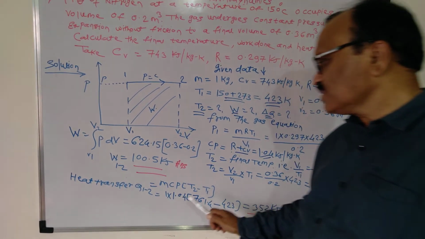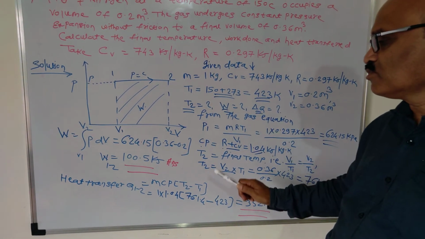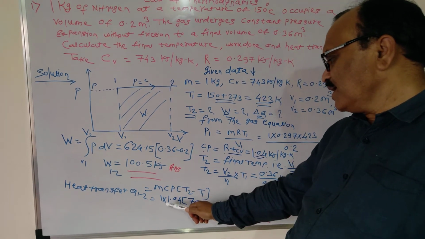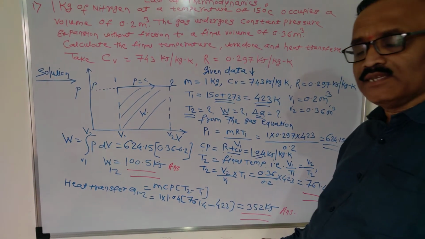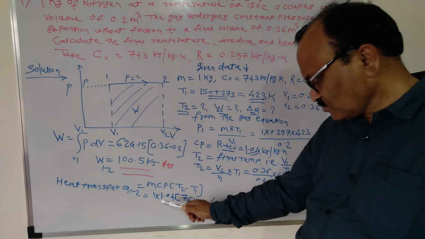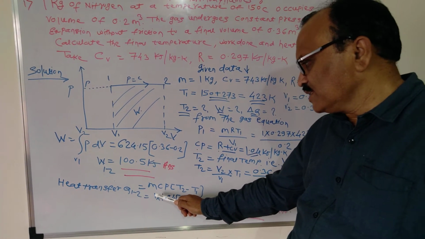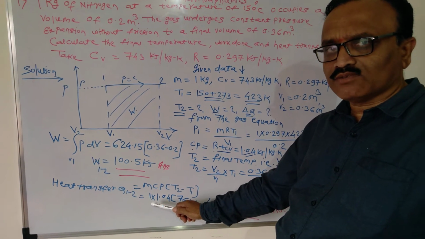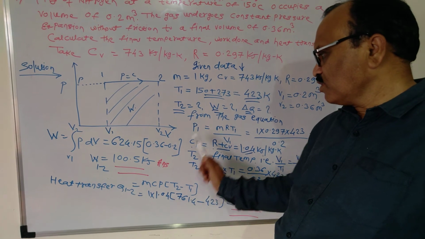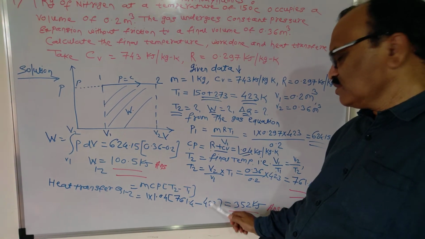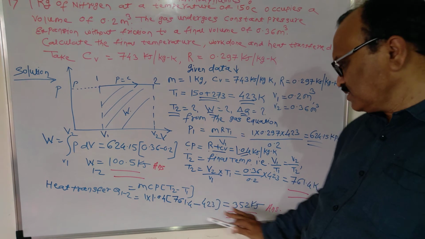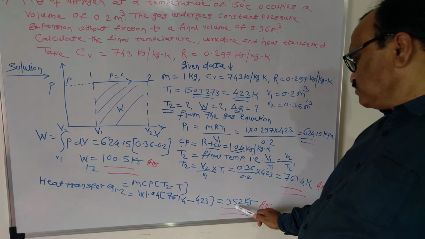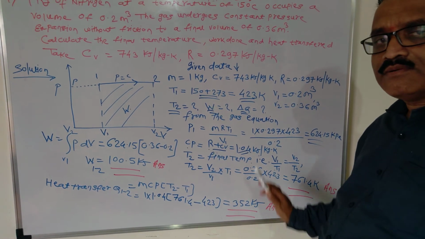Now coming to the last, heat transfer for the process, that is given by the formula Q12 equals m Cp (T2 minus T1). So the m value 1 is mentioned, mass of the gas 1 kilogram. Cp value we have calculated, and T2 and T1 are known to us. By using this, let us calculate Q12, and that comes to 352 kilojoule. This is our required answer.